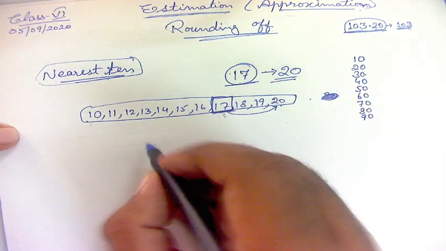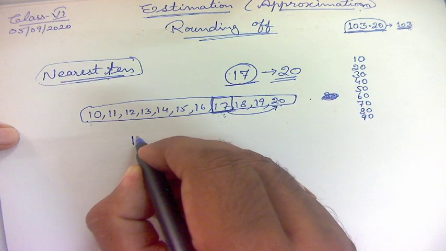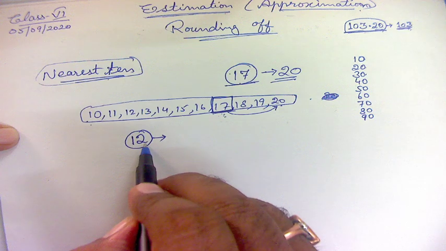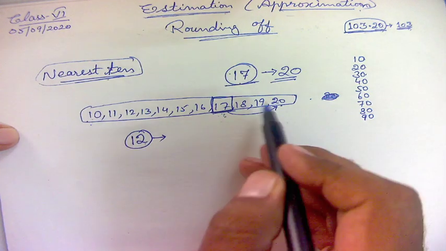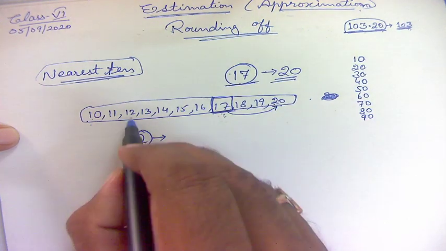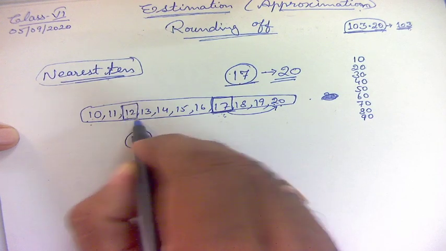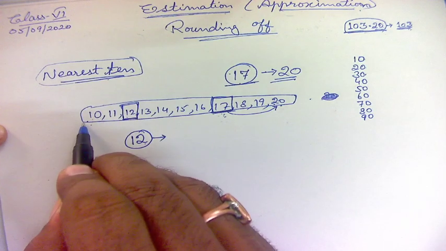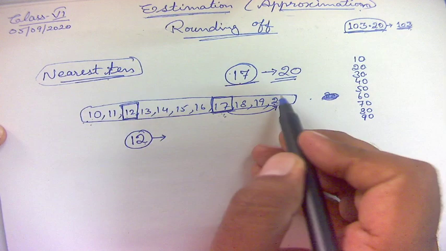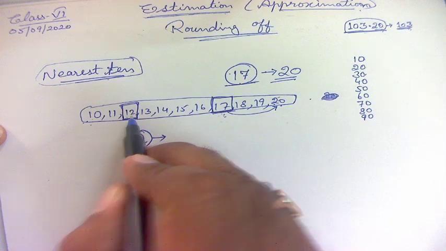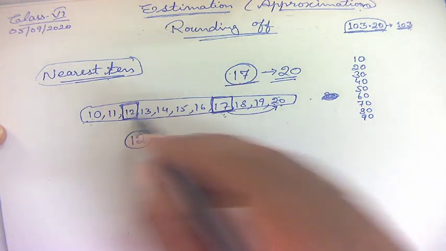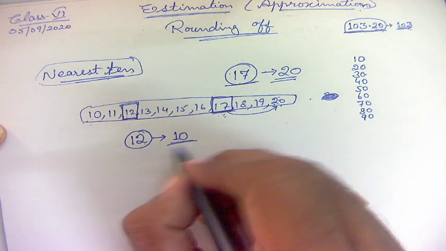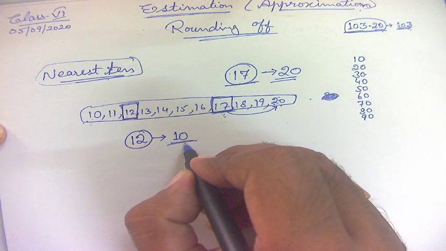Now here only, if I had given you a number, say 12. Is this 12 near to 10 or near to 20? If you see here, 12 is near to 10 and far away from 20. 20 से दूर है लेकिन 10 के नजदीक में है 12. तो इसलिए 12 को हम किसकी तरफ राउंड ऑफ करेंगे? 10. We will round off 12 to 10.